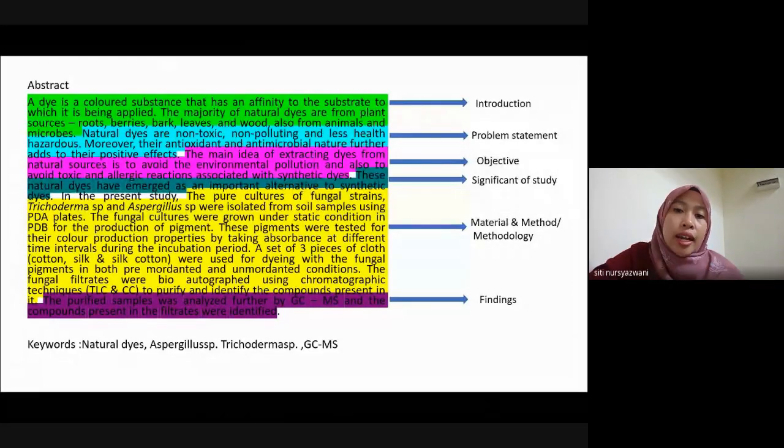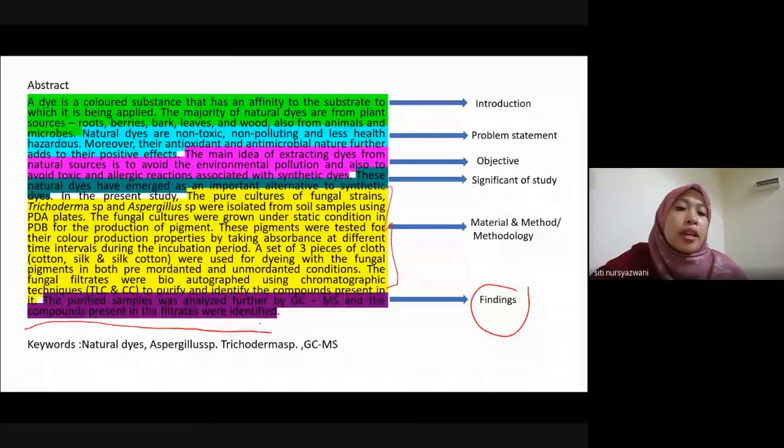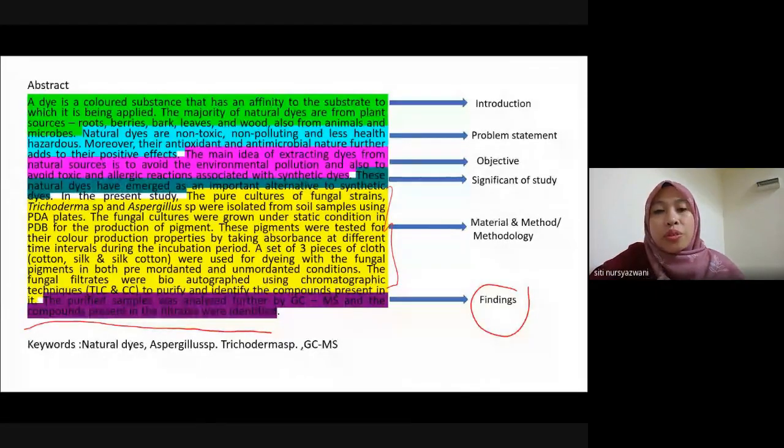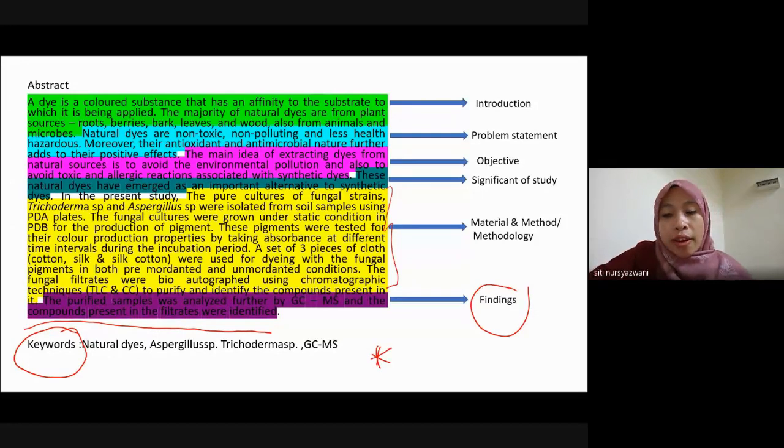And the yellow one, yang coloured yellow ni adalah dia punya methodology. Okay, apa yang dibuat? You need to masukkan you punya materials and method sikit lah, tak perlu panjang explain. Okay, and the last one is finding. Finding kalau kat sini dia just macam cakap this person just cakap the purified sample was analysed further by GCMS and compound present and in the field traits were identified. So maksudnya kalau boleh better letaklah compound apa. Okay, tu finding tu lagi okay lah, and must have keywords dekat dalam abstract ni.